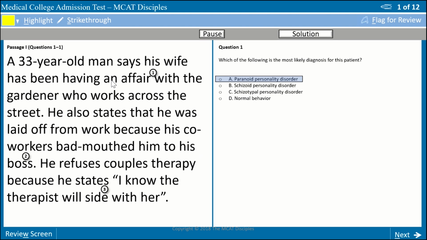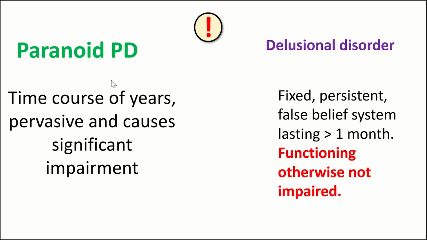We move on. Oh, and the other thing before we go is, some of you may be thinking, well, how do I distinguish between paranoid personality disorder and delusional disorder? Let's help you out. Paranoid personality disorder is on the time course of years. It has to be pervasive throughout many facets of life and cause significant impairment. But delusional disorder is a fixed, persistent false belief system lasting at least a month, functioning otherwise not impaired.